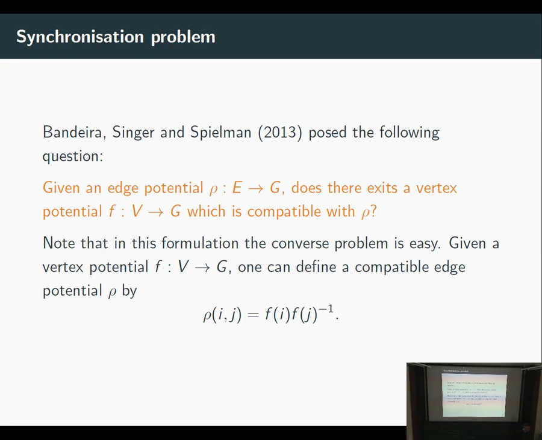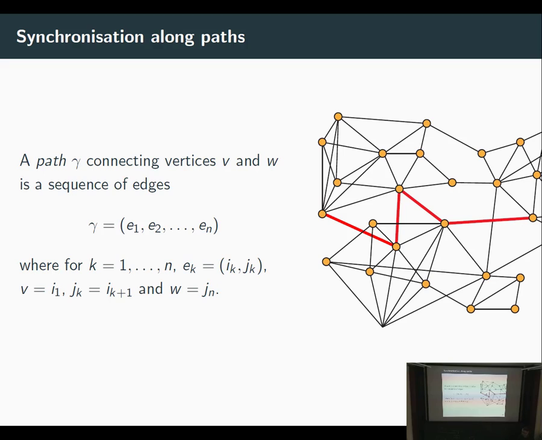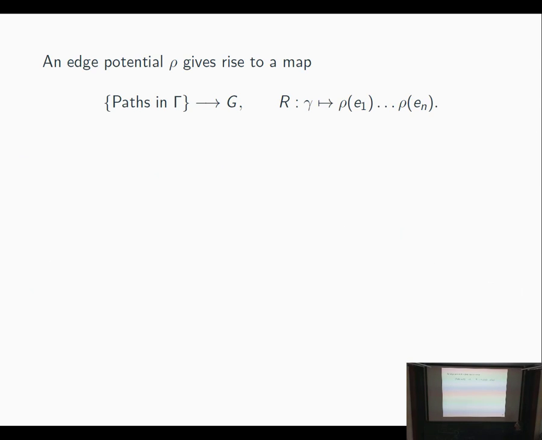So let's see. Okay, this is the next one. Some very simple observations first. It's very natural to start thinking about these synchronization problems in terms of walks along your graph. I start here, I walk to the next vertex, and then to the next vertex, creating a path which is just a sequence of edges connecting two vertices.